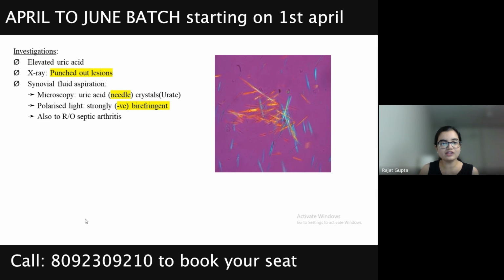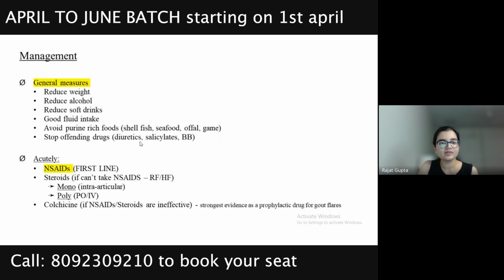When you do X-ray, you'll see punched out lesions. It's important to remember the finding for all kinds of arthritis. Then when you aspirate the synovial fluid, you'll see something like this. So it's needle-shaped crystals, and they're negatively birefringent. Okay, and because you're aspirating synovial fluid, you'll also be sending it for microscopic culture, and that'll probably be negative. So you've ruled out septic arthritis as well.